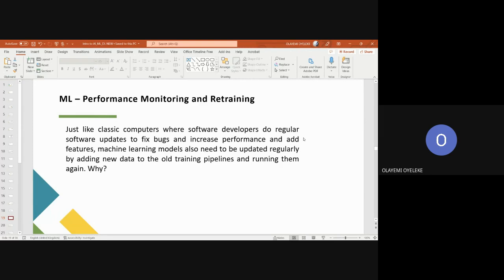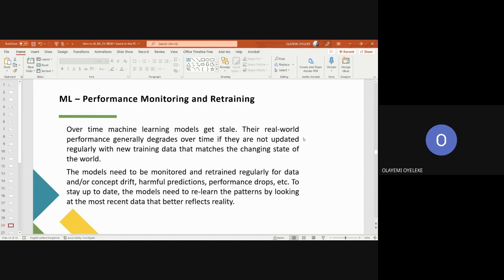Economic realities are changing, and you need to always go back and update your machine learning model, retraining them on current data sets or new data sets, updating their training parameters and the likes. Now let's see the why and how I answered that.